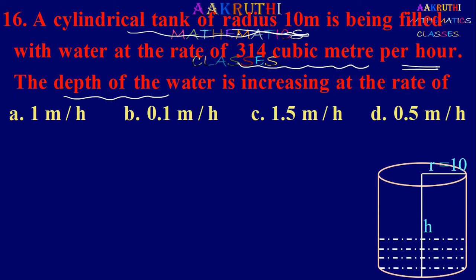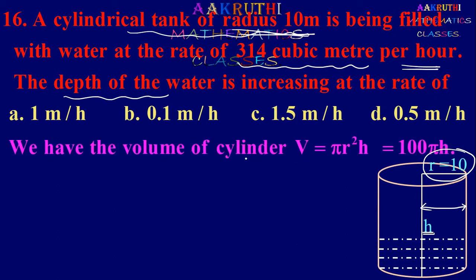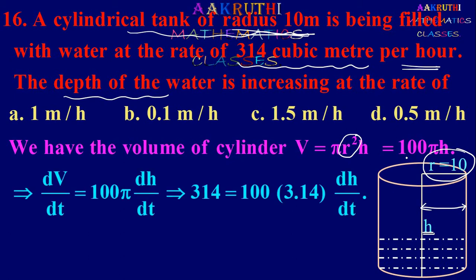Consider a cylinder of radius 10 meter. The radius is constant, because in a cylinder the radius is always constant. When water is filled, only h is changing. So here we use the volume of cylinder formula. V equal to pi r square h. Here the r value is 10, so 10 square is 100. So we get V equal to 100 pi h. When we differentiate this, we get dv by dt equal to 100 pi, which is constant, into dh by dt.